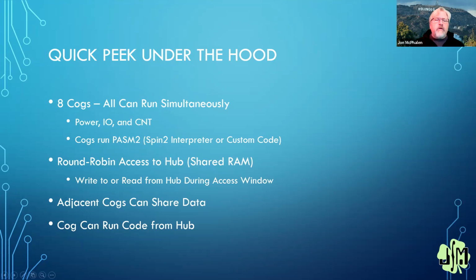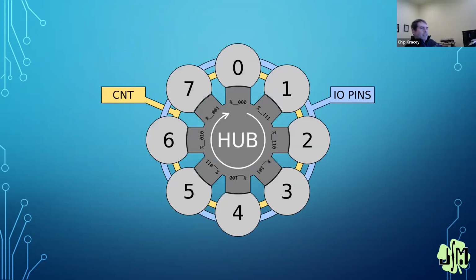And we talked about earlier, this is called hub exec. The cog can run assembly code that is in the hub. So you can have assembly programs of any size. Right, that's right, John. Yeah.